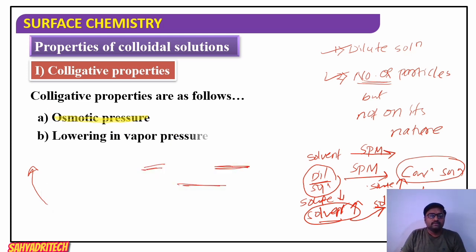Well, now we go for the second colligative property. It is the lowering in vapor pressure.